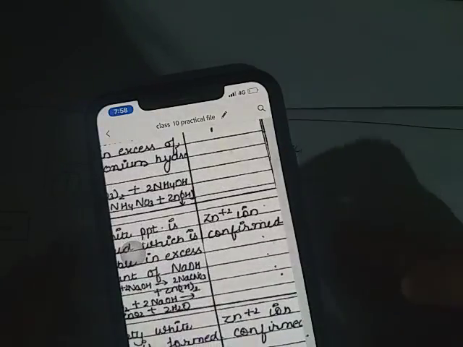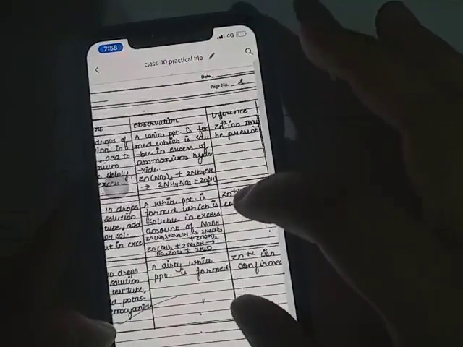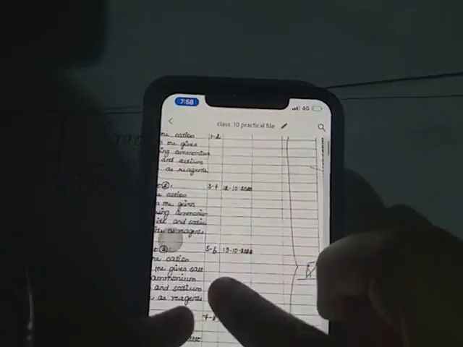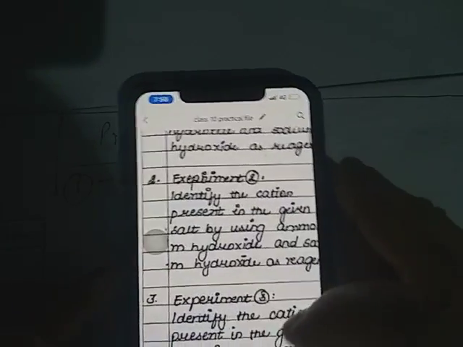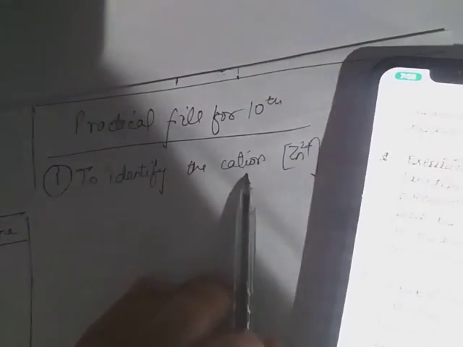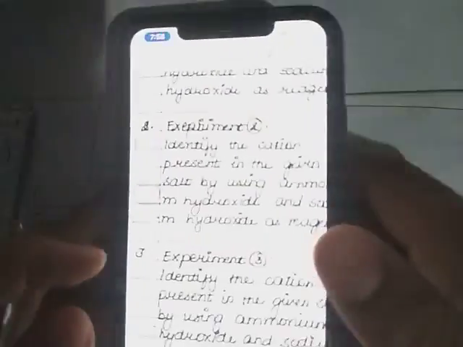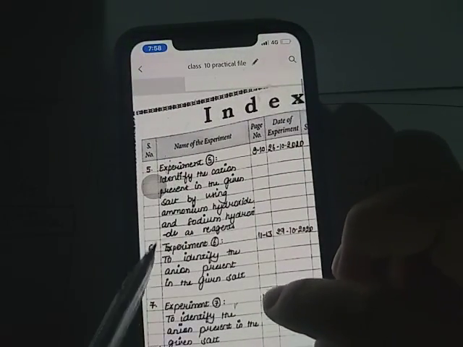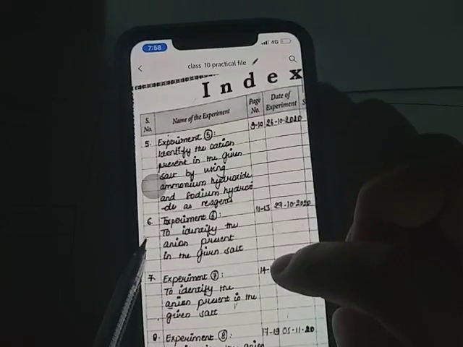Likewise, in the first practical, the cation is the zinc 2 positive ion. So in bracket I'll write Zn 2 positive ion, right? Simple. Again in the second practical, it is to identify the cation. So instead of writing this whole, I'll just write to identify the cation, and in bracket whatever the cation is. Similarly third is also cation, fourth cation, and till fifth is cation, sixth is anion.